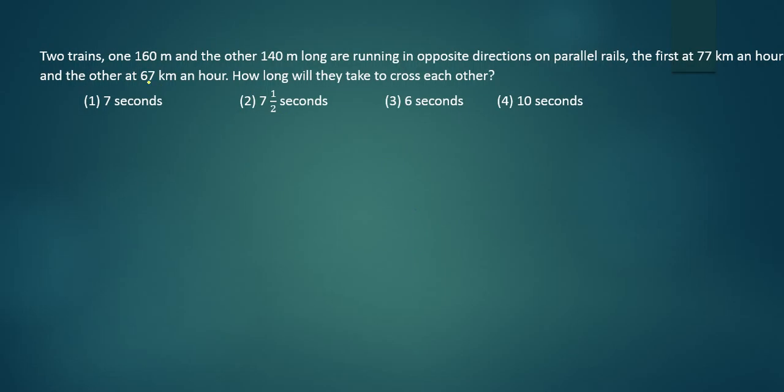Next, two trains 160 meters and 140 meters long are running in opposite directions on parallel rails. The first at 77 km an hour and the second at 67 km an hour. How long will they take to cross each other?